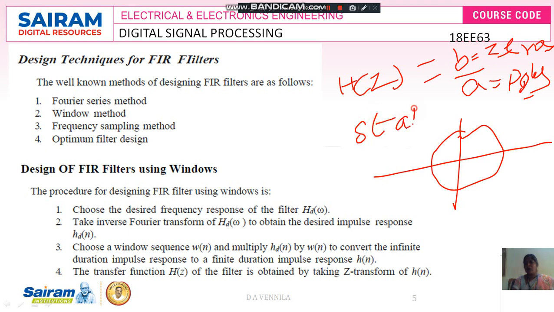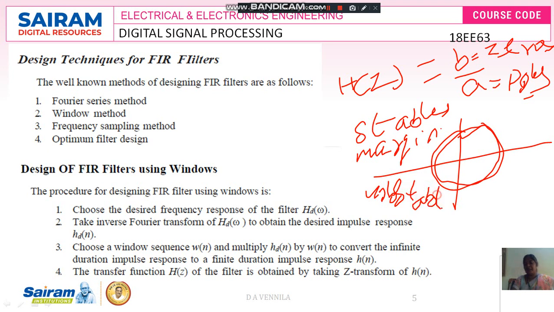If any one of the poles or zeros is located on the unit circle, then it is marginally stable. If any one of the poles is located outside the unit circle, then it is unstable. So this is your introduction part of the FIR filter. We know what is meant by FIR filter, its advantages, disadvantages, what the methods are, and how to design the FIR filter. Okay, thank you students.